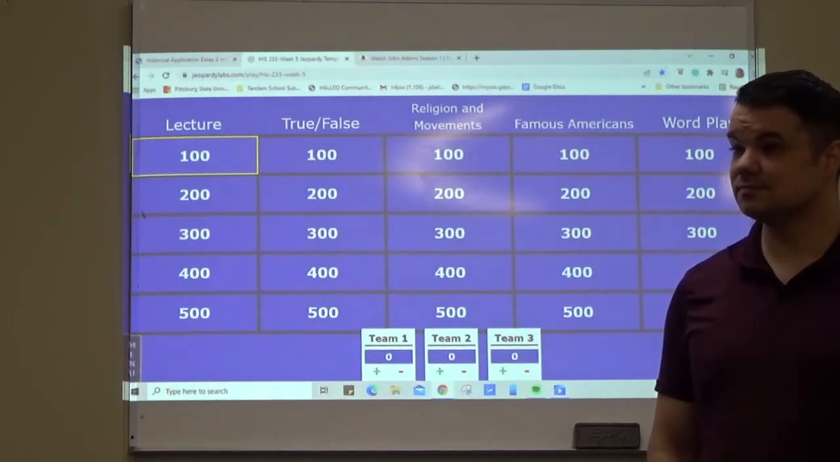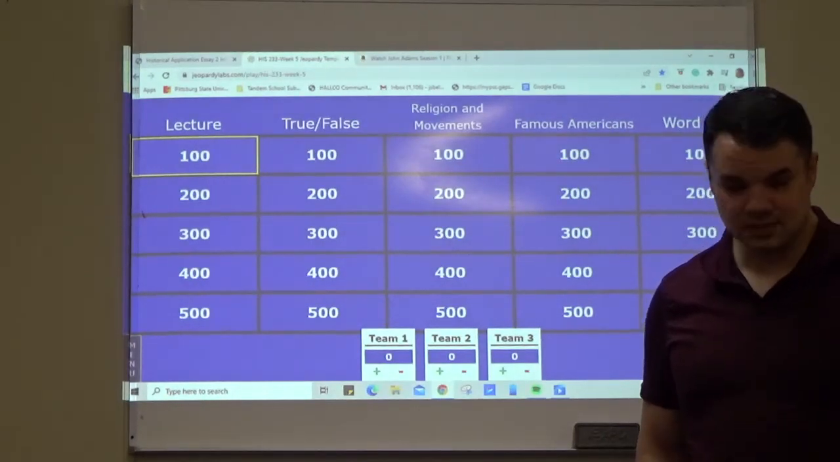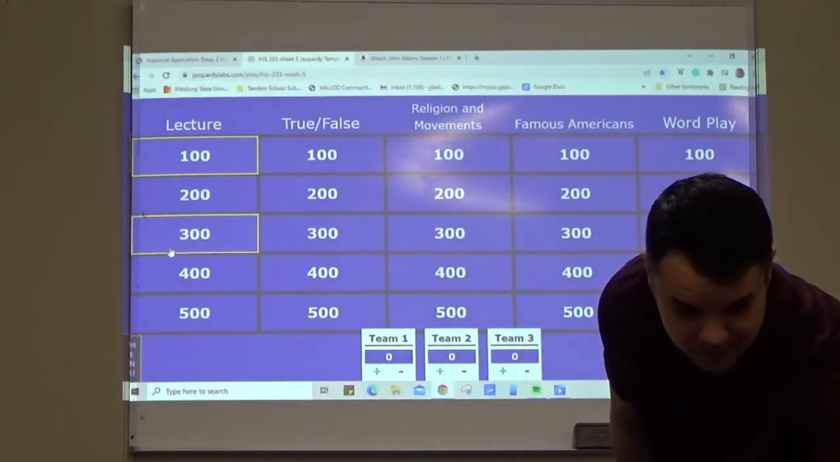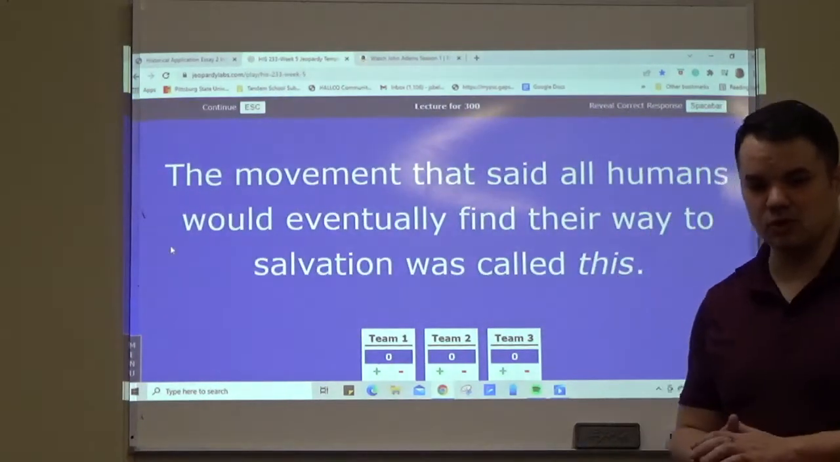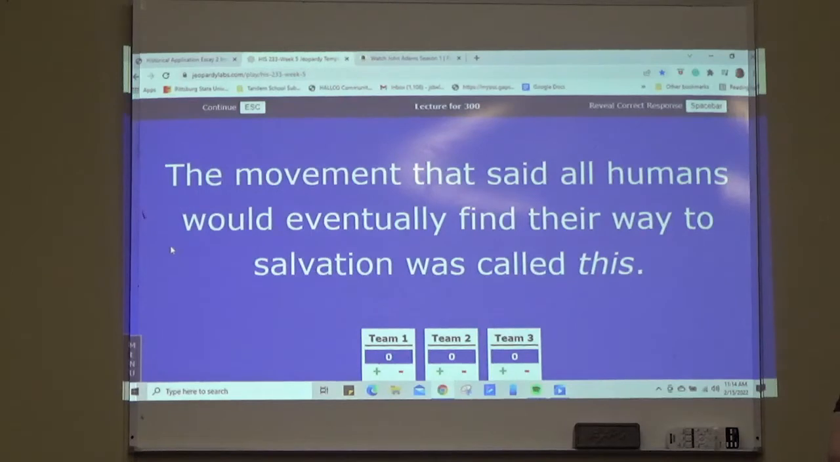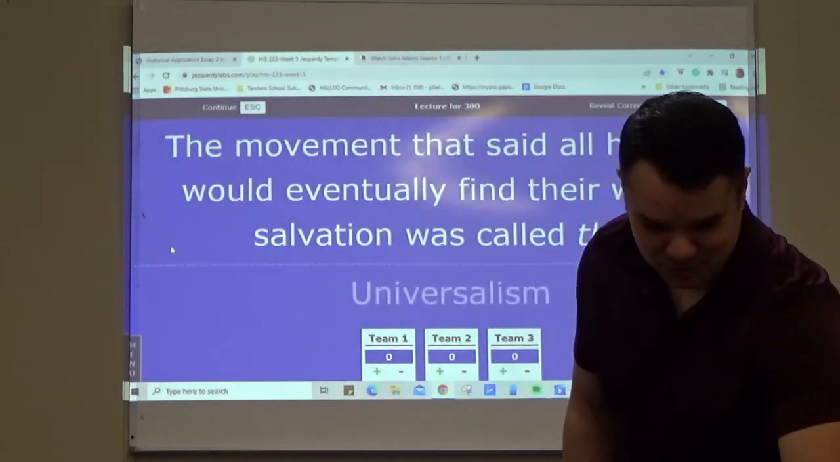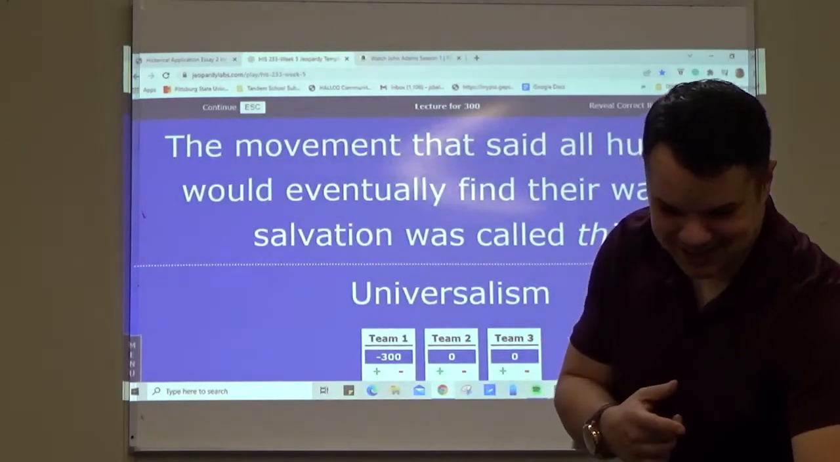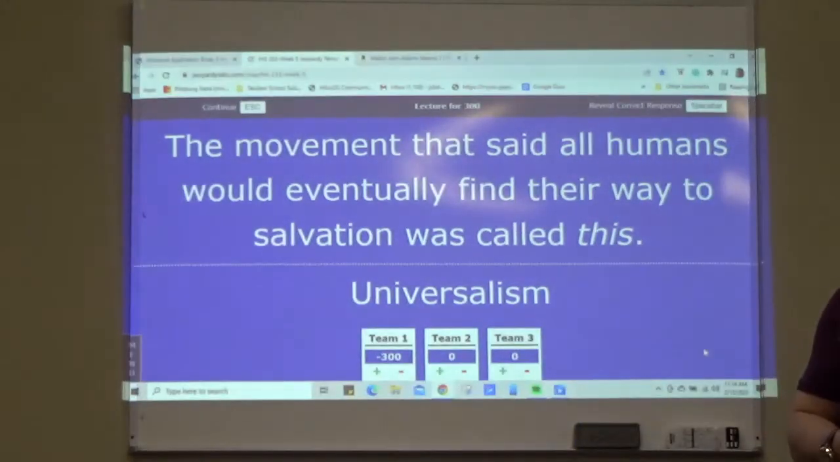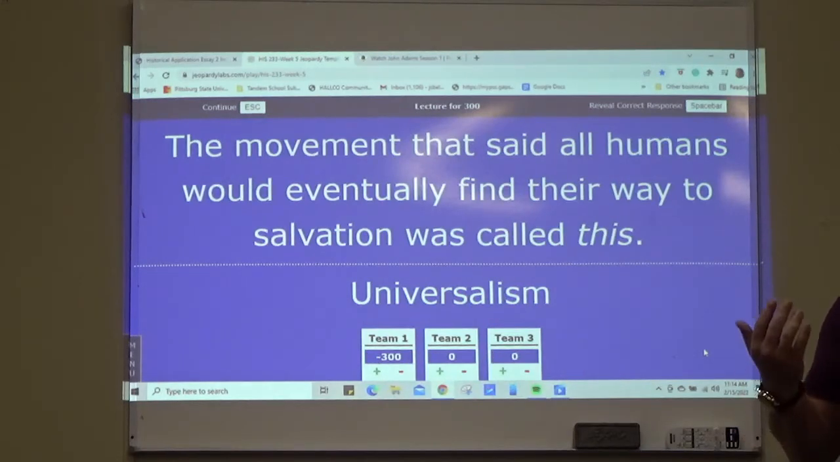Sure. Can you hold the lecture 300? The movement that said all humans would eventually find their way to salvation was called this. The Enlightenment? Not quite. Universalism. Remember, you can lose points for getting it wrong. Universalism is actually still around today. It began around the Second Great Awakening. The difference between the First and Second Great Awakening was essentially that the Second was just not as big a deal as the first one.